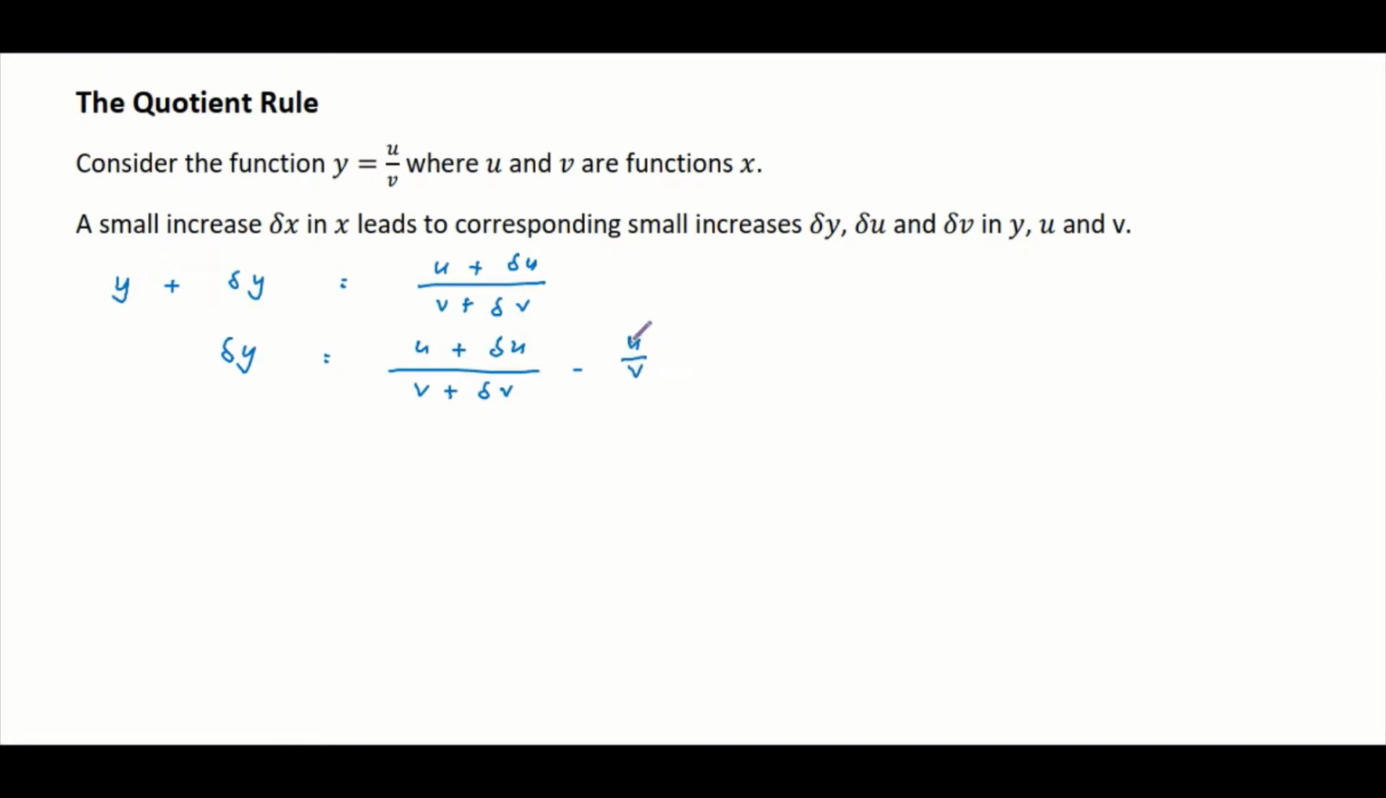Okay, so now let's simplify the fraction here. How can you make your v and u become something that you can subtract? Meaning this part we need to multiply with v, and the second part here, you will need to multiply with v plus small change in v.